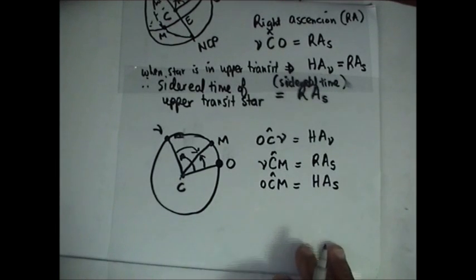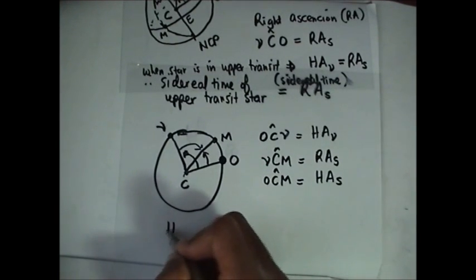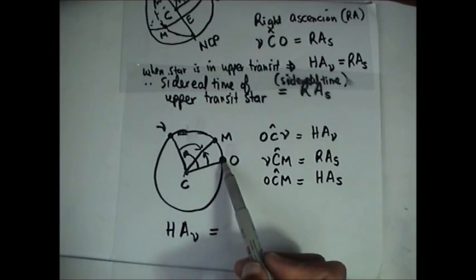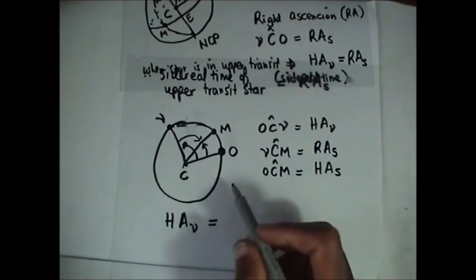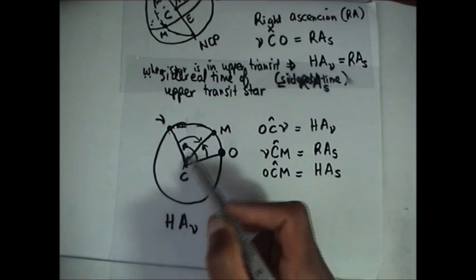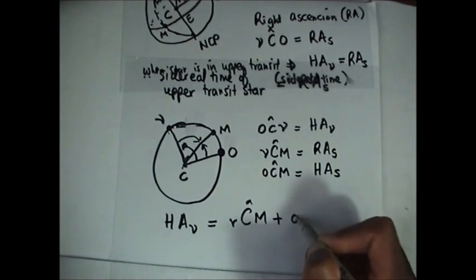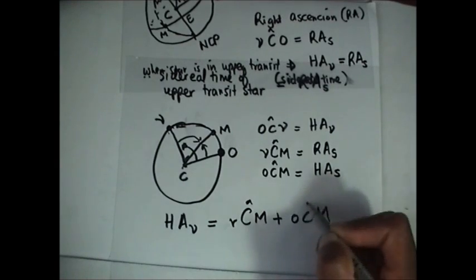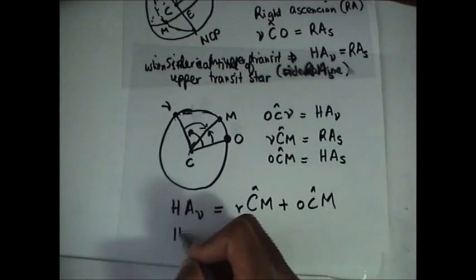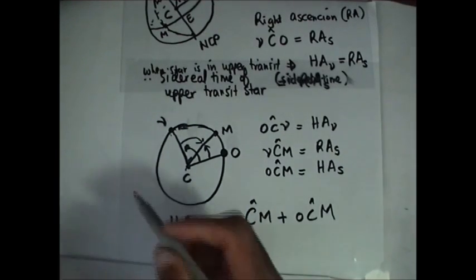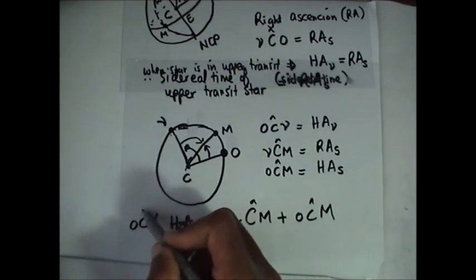And as you can see here, our angle of V, OCV, is equal to VCM plus OCM. So my hour angle, I shouldn't have said hour angle V. Here I should have said OCV.